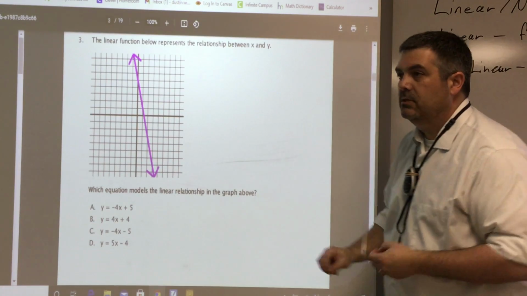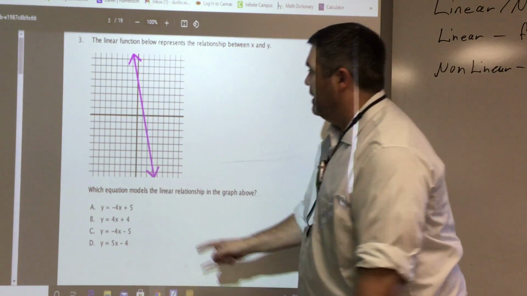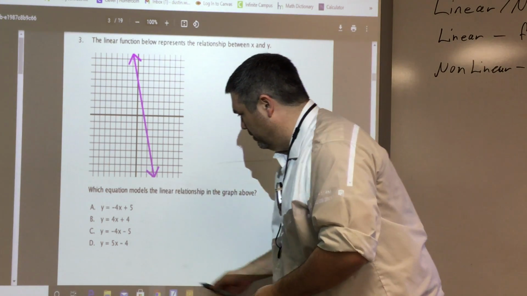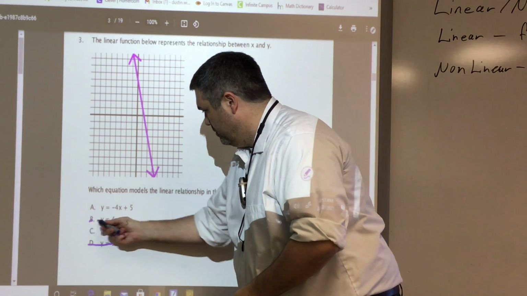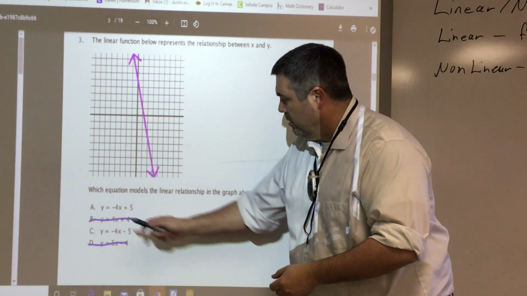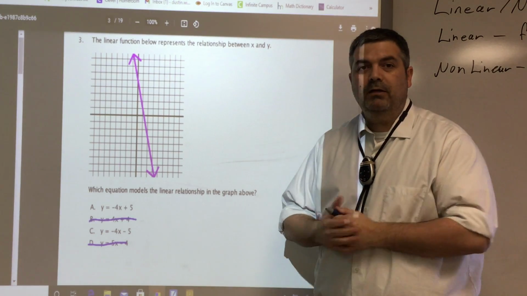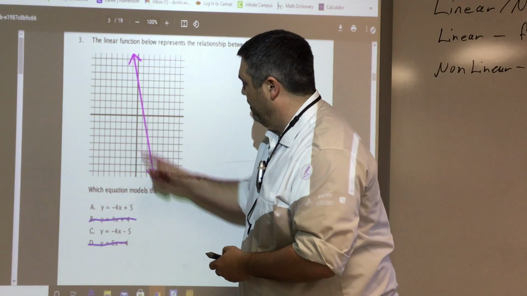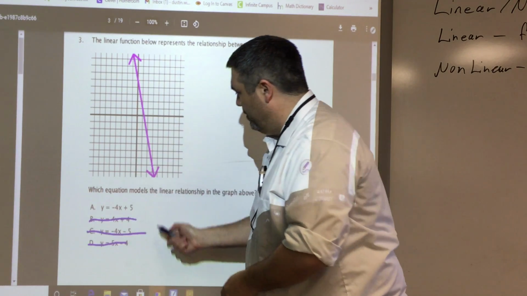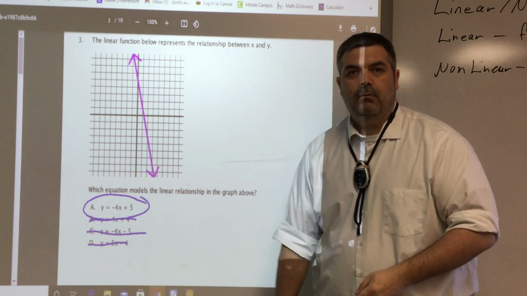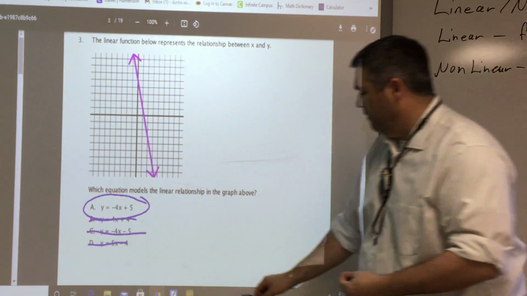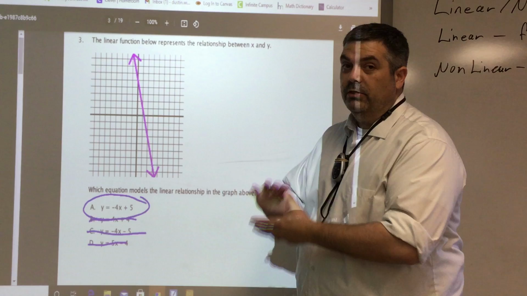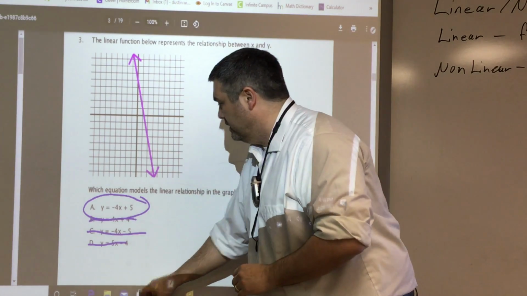Same type of problem. First off, the line's going down. Negative slope. Perfect. Anything that doesn't have a negative slope is wrong. That's wrong. That's wrong. So that leaves me this one or this one. Now I'm looking for, what's my y-intercept? Well, 1, 2, 3, 4, 5. Positive 5. Can't be that one. Has to be that one. Okay? Just reading the graph. That's all we're looking for, and putting it into y equals mx plus b. Once you understand that, these become so much easier.